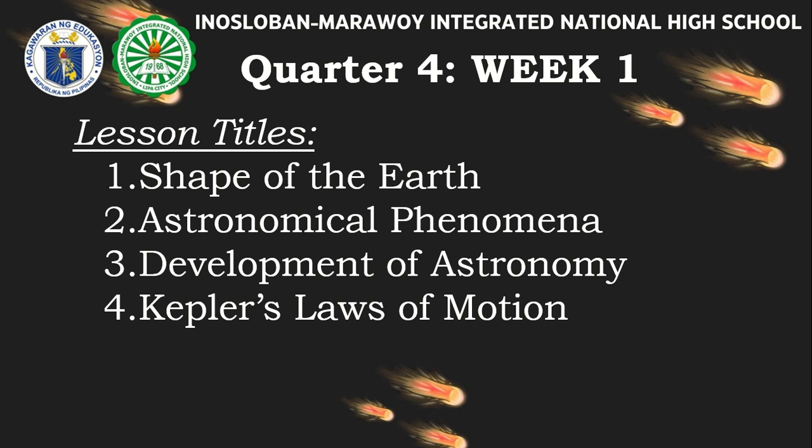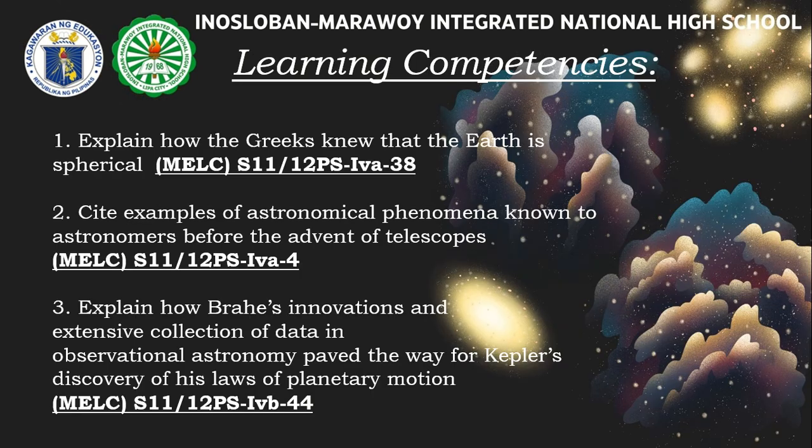So let's start with the learning competencies. At the end of this lesson, you need to explain how the Greeks knew that the earth is spherical. Second, cite examples of astronomical phenomena known to astronomers before the advent of telescopes. And the third one, explain how Brahe's innovation and extensive collection of data in observational astronomy paved the way for Kepler's discovery of his laws of planetary motion.